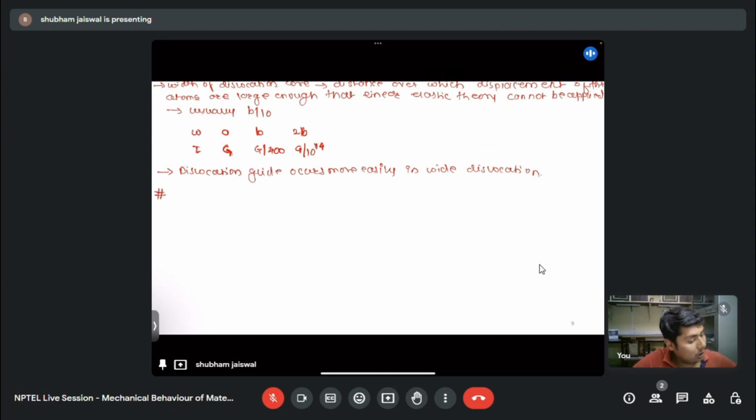Then we have seen the resistance to dislocation motion by the lattice. Here, when we apply shear stress, the dislocation will additionally experience a sinusoidal resistance due to the lattice.